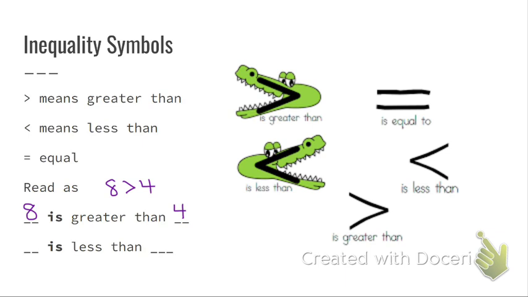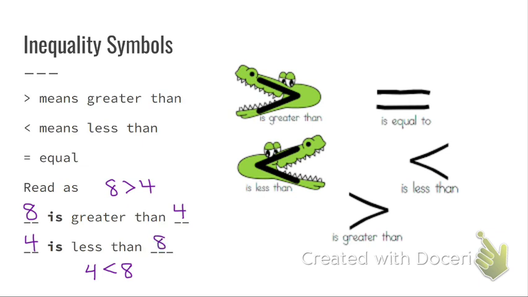And hopefully we can all agree that's true. 8 is greater than 4. Now if I write them in the other order, then my comparison symbol, my inequality symbol, would open to the 8 still, because 8 is still greater. But when I read it, since I read from left to right, 4 is less than 8.